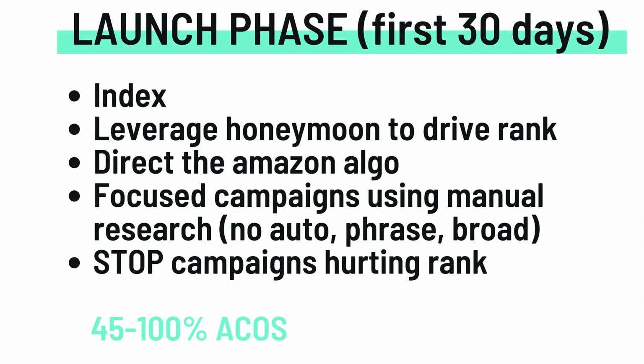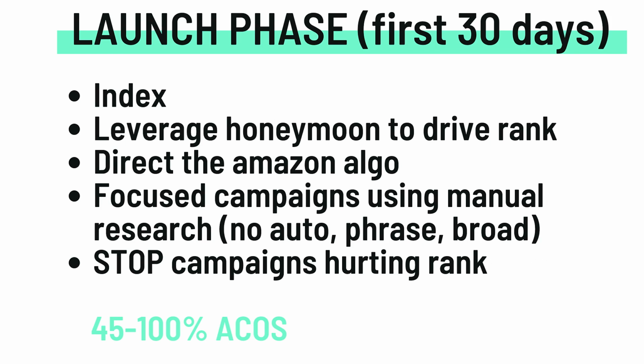So the first phase is really the launch, and I look at this as a discrete 30-day period. While the total launch phase, the honeymoon for a product, might be 60 to 90 days, we like to use a very prescribed and specific set of campaigns during that first 30 days. Our main goal during this phase is to index for the right words, those relevant words that we believe matter coming out of the keyword dominator assessment. We also want to optimize and leverage the honeymoon period to drive rank.